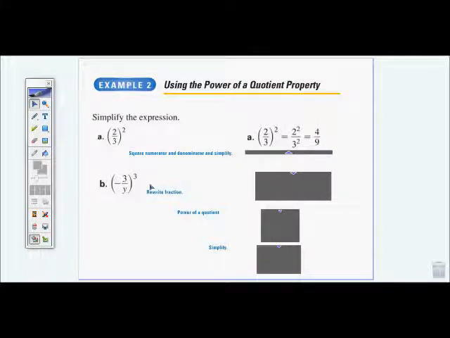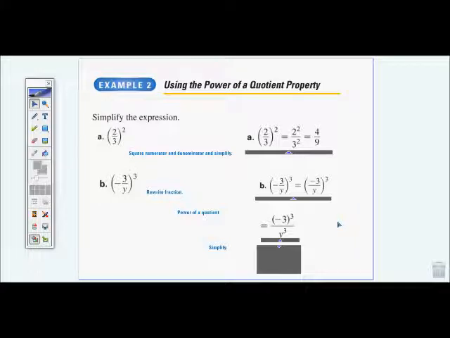Now we're going to throw in a variable, so rewrite the fraction. We're going to take each part of that fraction and cube it. So our first step would be -3 cubed and y cubed. Applying the power of the quotient, we write that as separate terms, and then we're going to go ahead and simplify.